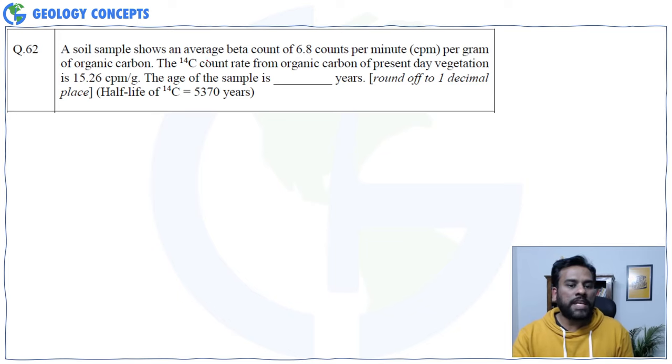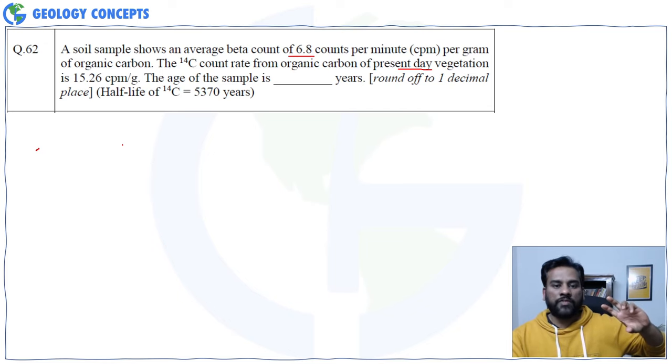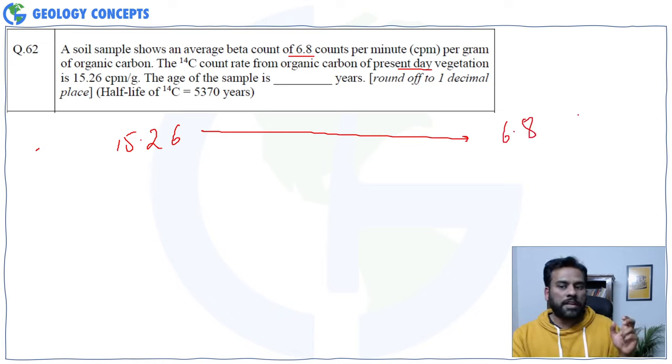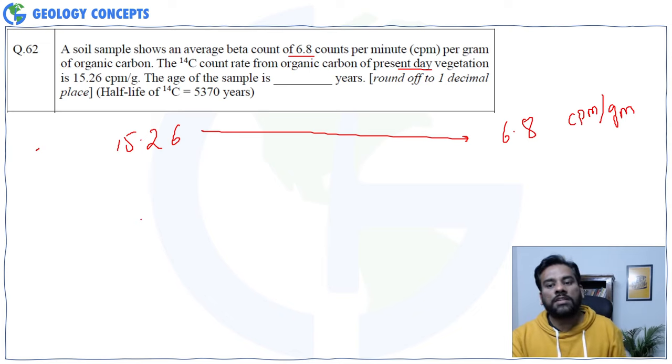A soil sample shows an average beta count of 6.8 counts per minute. So you have a soil that has 6.8 counts per minute per gram of activity. The count rate for organic carbon of present day vegetation, if you take normal vegetation of present day, has the value of 15.26. When the carbon in the soil was fresh, at that time it would have been 15.26. So you have to see it like this: 15.26, and after some time till now it has become 6.8 CPM per gram. So this is the change. And how many years will it take?